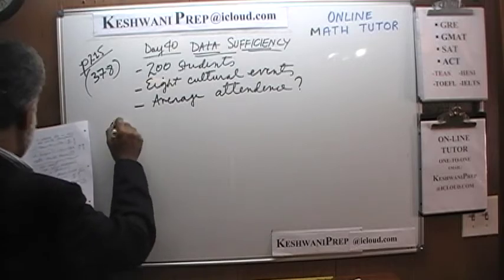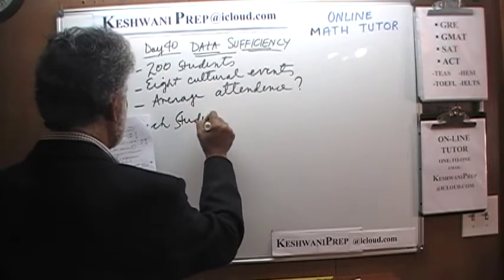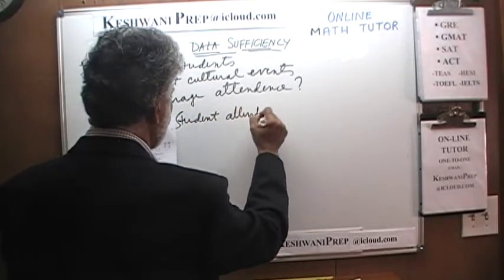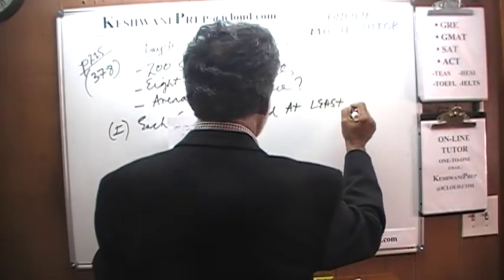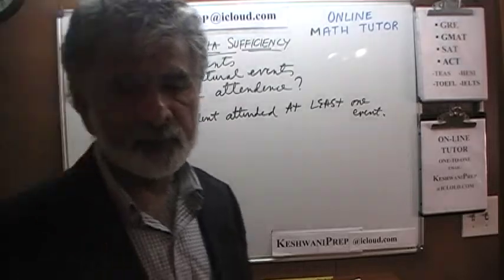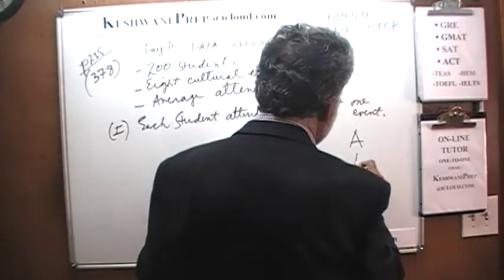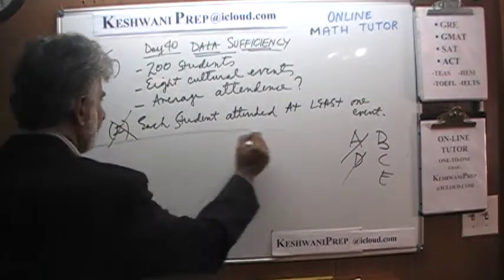The first statement tells us that each student attended at least one event. Simply knowing that everybody went to at least one of these 8 events does not enable us to figure out what the average attendance was for these 8 events, does it? Of course not. The answer cannot be A or D. The first statement by itself doesn't do anything.